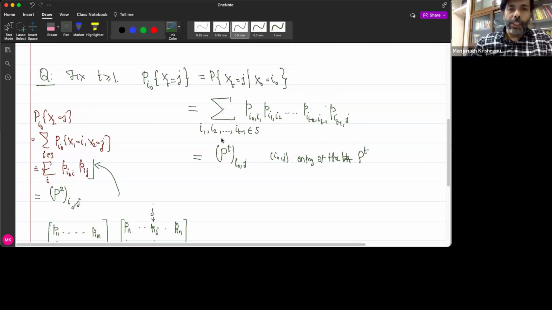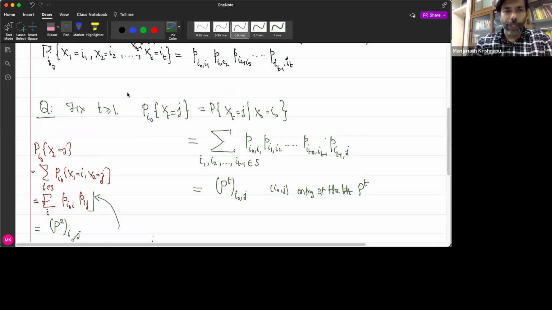But what we have found is that we can find the t-step transition probability. What we were given was the one-step transition probability. This is the t-step transition probability. All we need to do is raise P to the power t and then find the entry. This is all that it is.